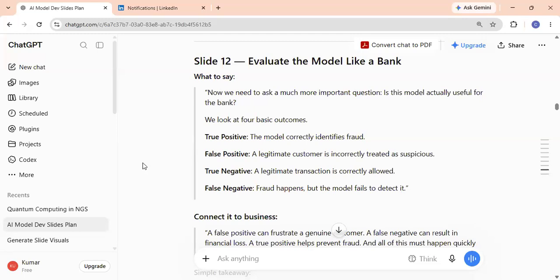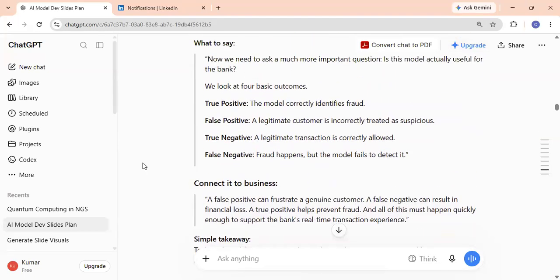True positive: the model correctly identifies fraud, that is the real function. Then false positive: a legitimate customer is incorrectly treated as suspicious. True negative: a legitimate transaction is correctly allowed. False negative: fraud happened, but the model fails to detect it. So these are the ways they need to identify it, right?